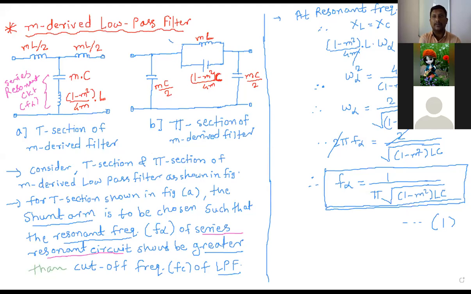So at the resonant frequency we are putting a condition to find out the expression of the resonant frequency f alpha. So we have given it as equation number 1 here. After that we can continue.